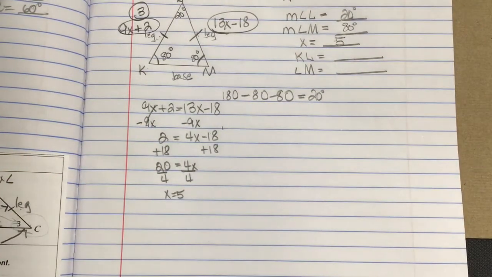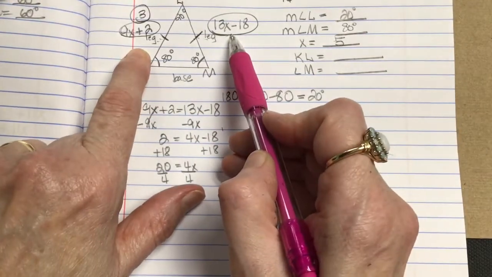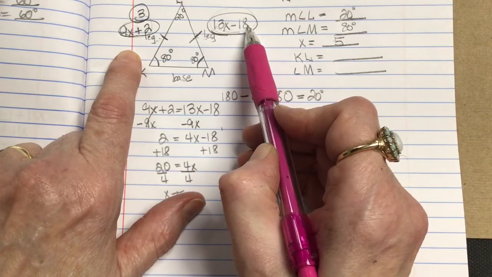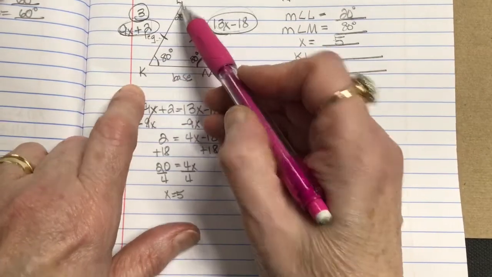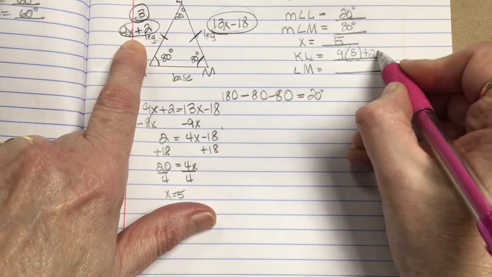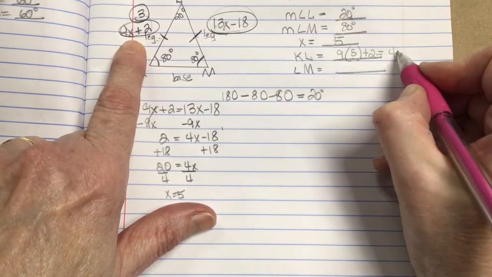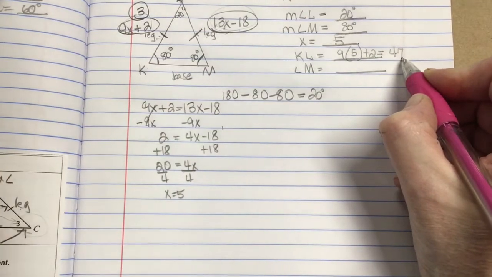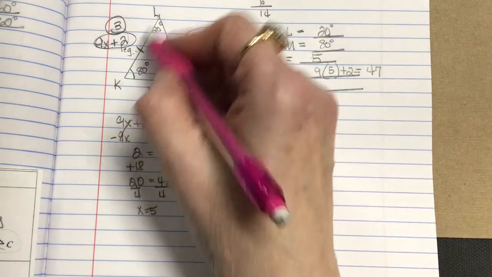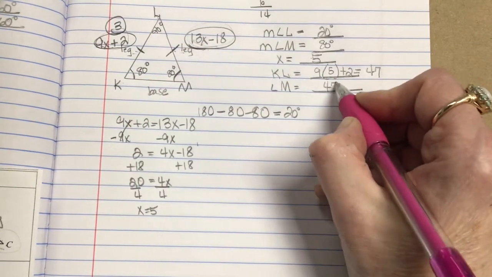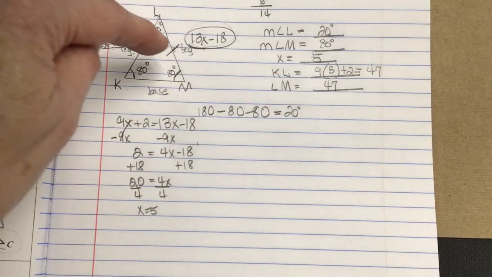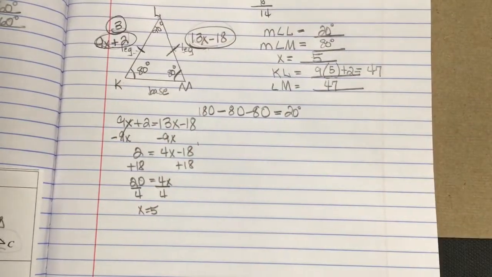Now, watch carefully. These are equal. 9x plus 2 and 13x minus 18 are equal. So to me, KL looks the easiest. 9 times 5 plus 2. I bet you can do that in your head. 45 plus 2, that's 47. They didn't put units on it. I wish they would. Inches, whatever. And so if KL is 47, then LM is 47. You again can plug it in, 13 times 5 minus 18, and it will give you 47.